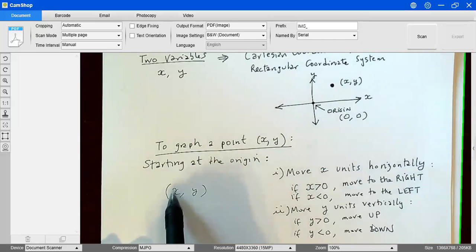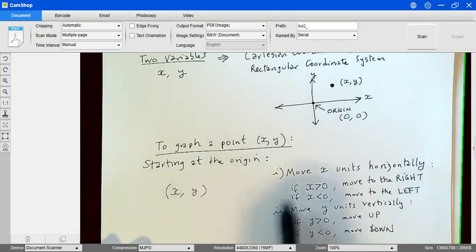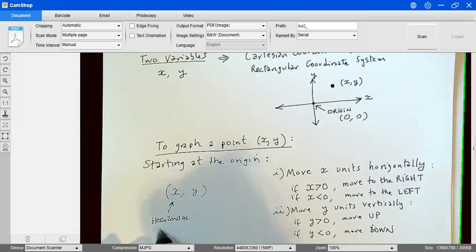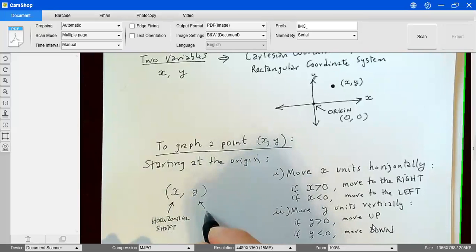The first value corresponds always to x, and that indicates that you're going to shift horizontally. And the second move is going to be a move on y. It's going to be y units vertically. So always this is going to be a horizontal shift or move, and this is always a vertical shift or move.